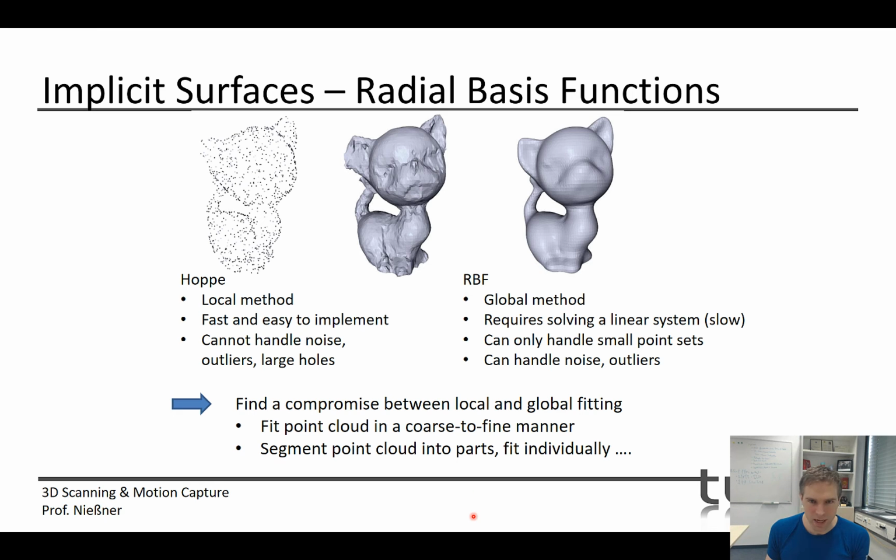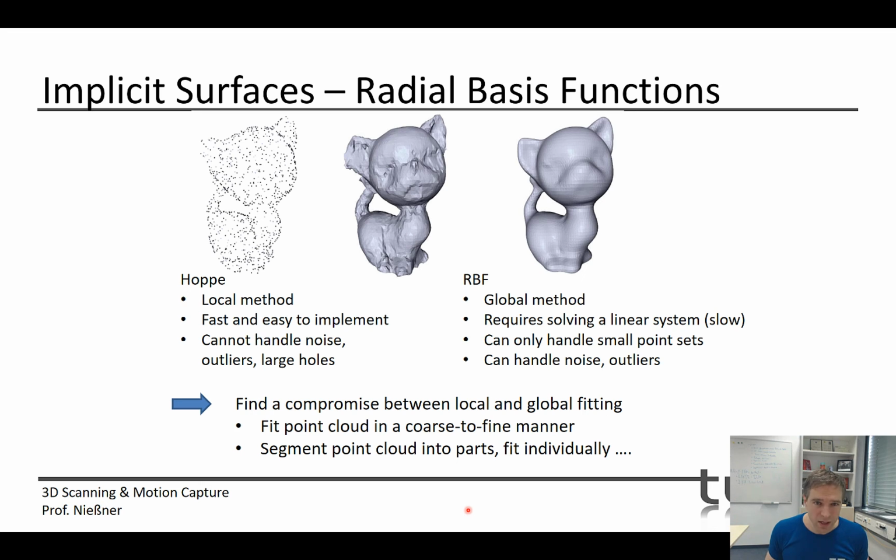Okay, so in practice, you can think about these as kind of two extremes, right? One is a local method, one is a global method. So one thing you can do is you find a good compromise between local and global fitting. You can fit point clouds in a coarse-to-fine manner. You can segment the point cloud into parts first, and then fit individually, stuff like that. So there are a lot of different options.